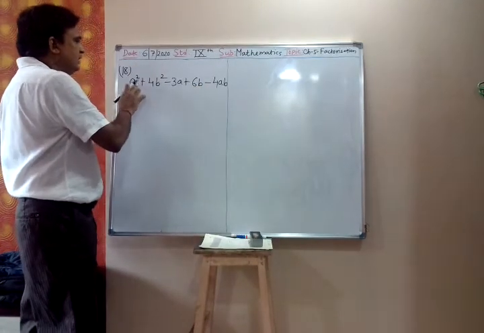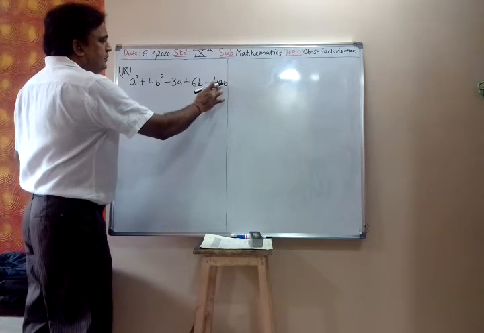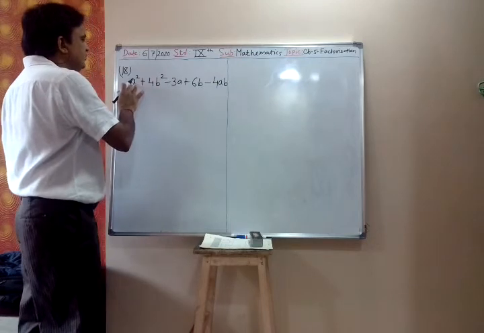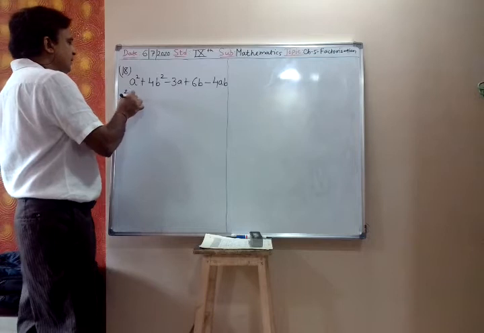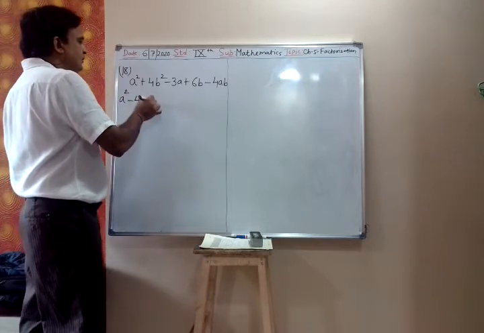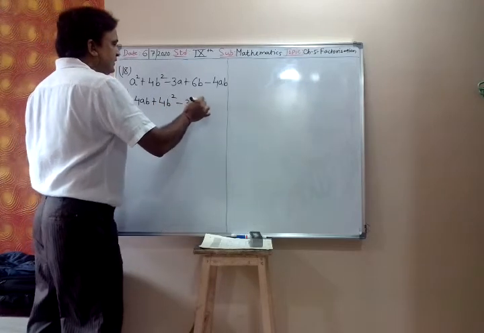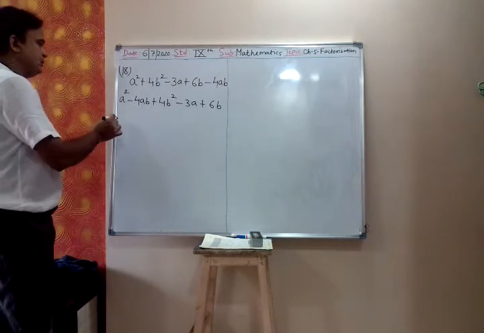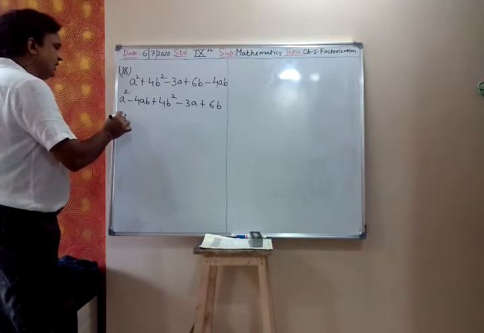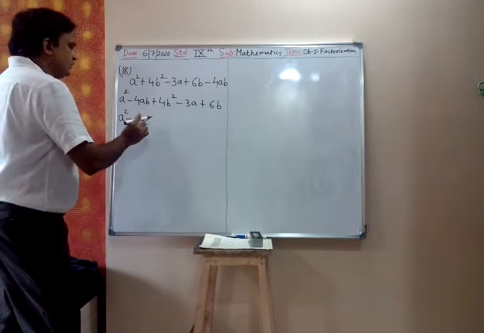Out of which this is 4ab. In 4ab, a and b terms are there. So I will take a square, b square and ab term together. So a square minus 4ab plus 4b square, minus 3a plus 6b. Now a square minus 4ab plus 4b square, I can write a square minus 2 into 2ab.